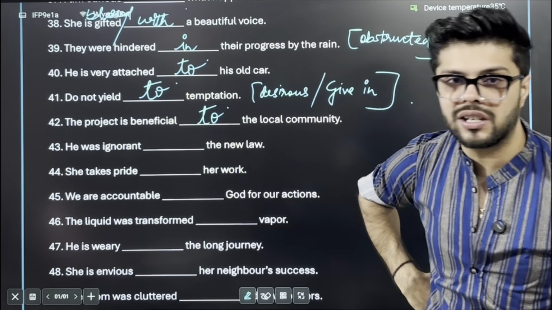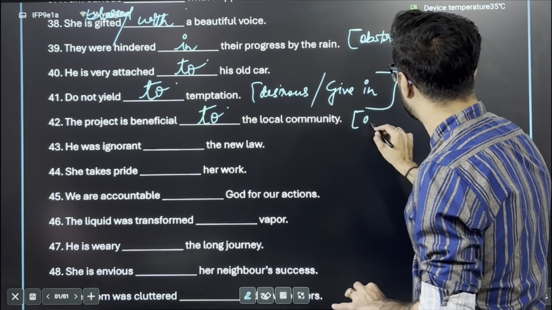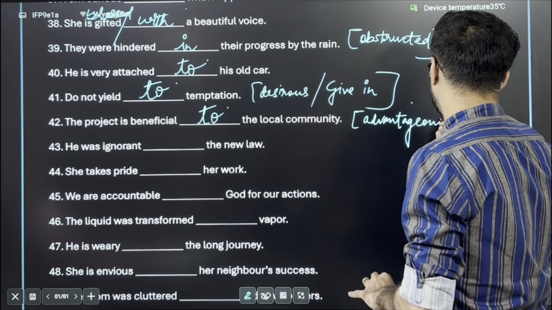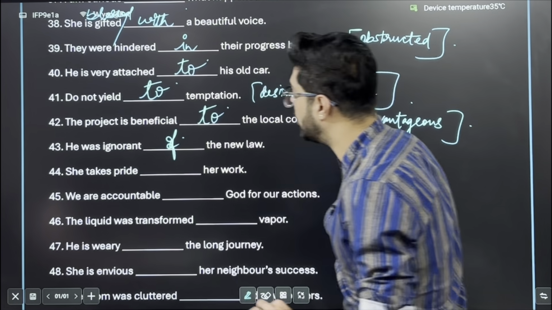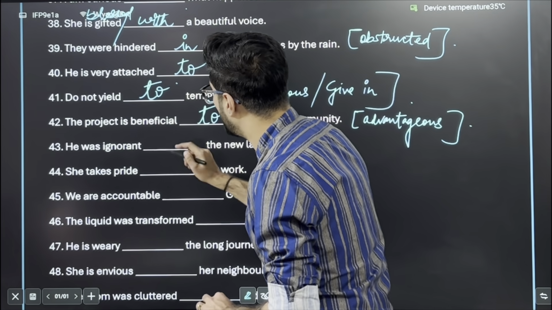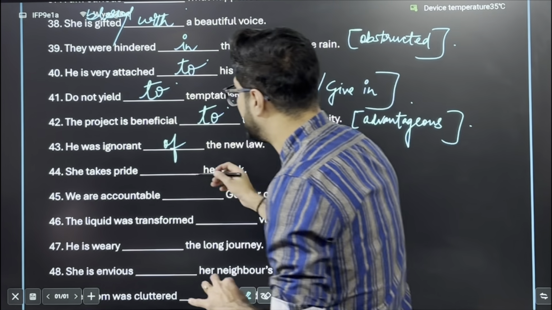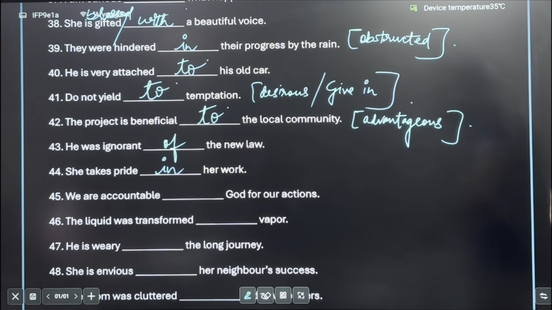The project is beneficial to the local community. It is going to benefit the local community. ठीक है. Advantageous. He was ignorant of the new law. Like he had no clue about what the new law is all about. So ignorant of. She takes pride in her work. बहुत ज्यादा pride लेती है अपने काम में.